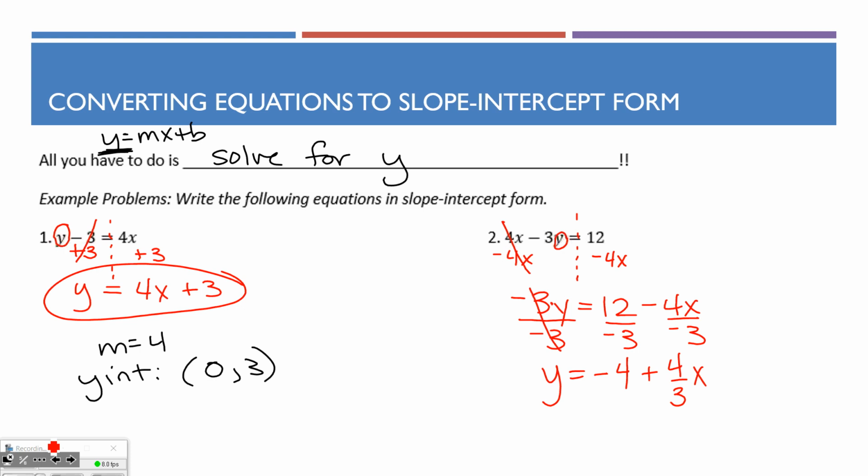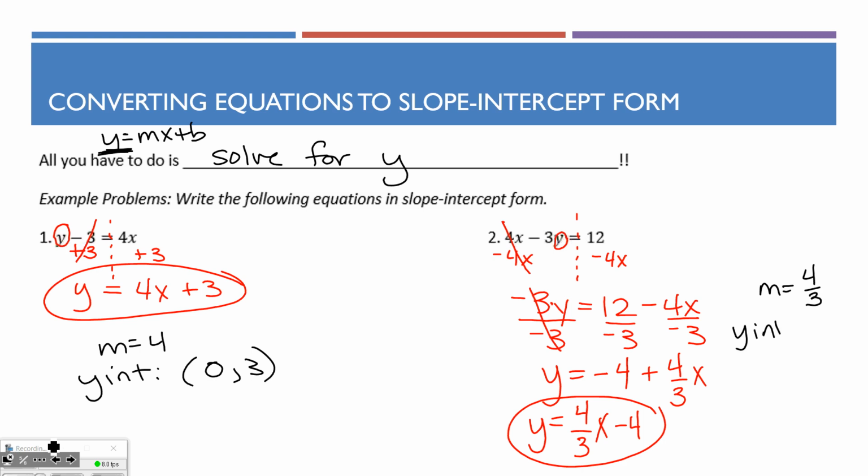Now, this is not quite slope-intercept form because it needs to be y equals mx plus b. So the x term has to come first. Like what we have done before, we're going to flip-flop this order. We're going to put the 4/3 x first, then -4. There's my equation. And if I wanted to, again, I'm not asking you to, but just to do a little bit more practice, if I said now identify the slope and the y-intercept, that's what it would be.